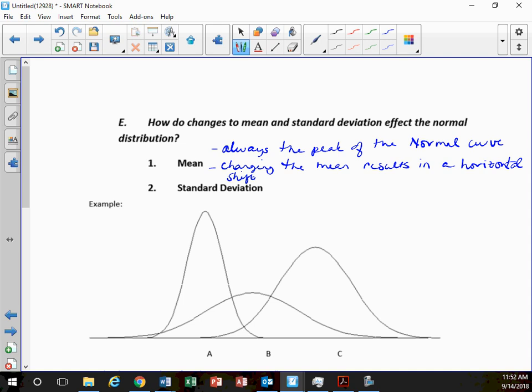Okay, and then our standard deviation, we're talking about the spread of our data points, how, on average, how far away each value is from the mean. If that gets bigger, if your standard deviation is bigger, what do you think happens? So we could say the larger the standard deviation, the wider the spread of the normal curve.